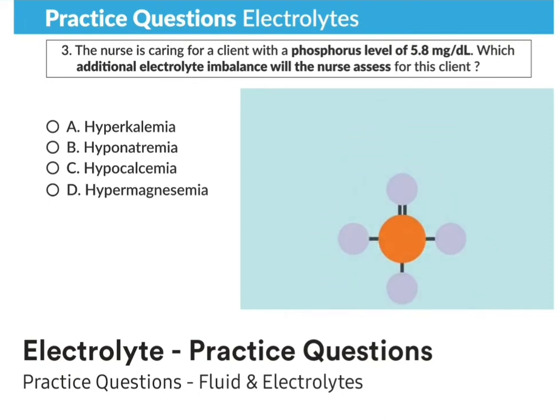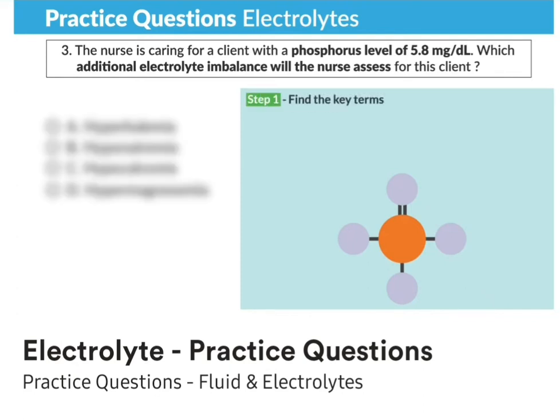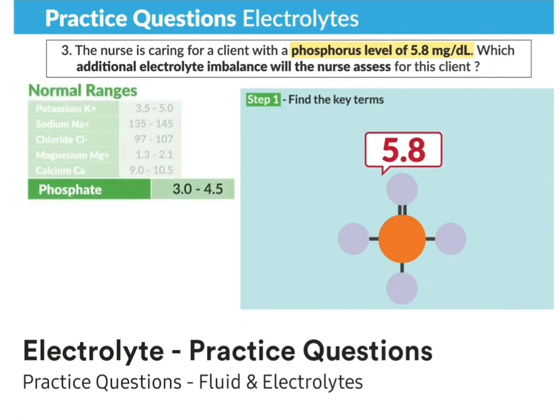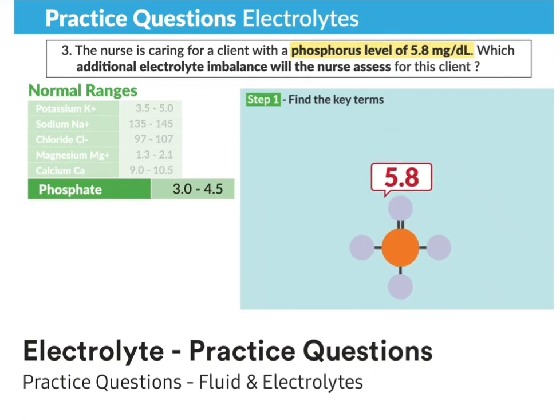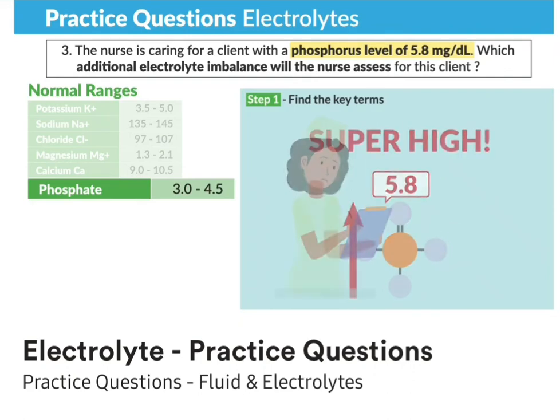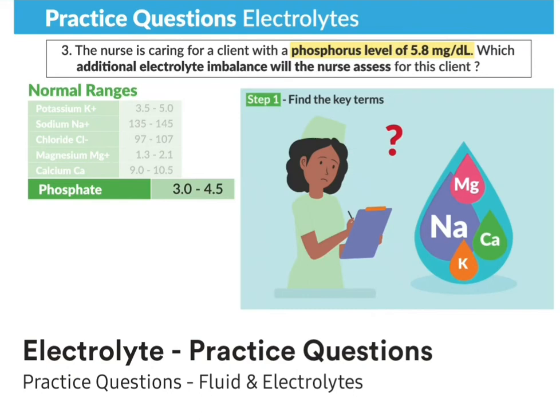Let's break it down. You should have answered this question like this. First things first, locate the key terms. So phosphorus level of 5.8, we know that the normal is between 3.0 and 4.5. So 5.8 is super high. Now the question asks, which additional electrolyte imbalance will the nurse assess for?